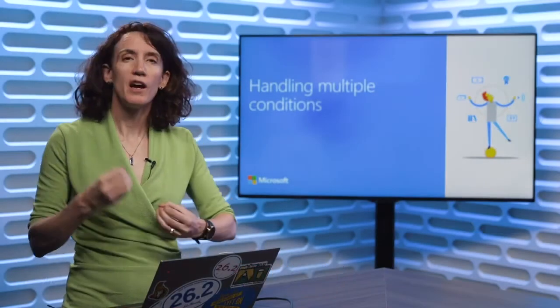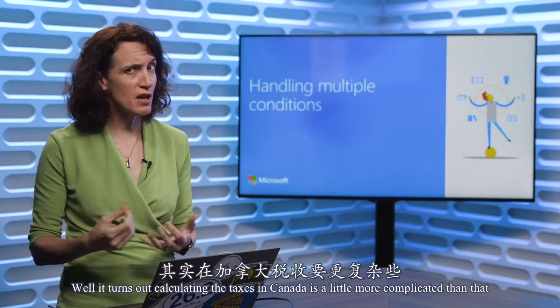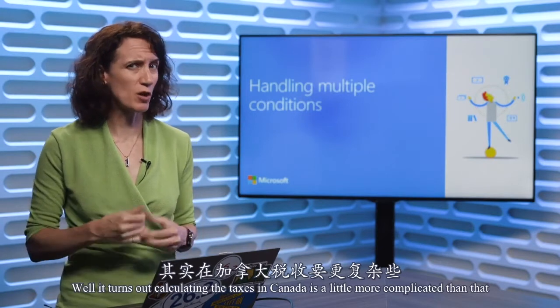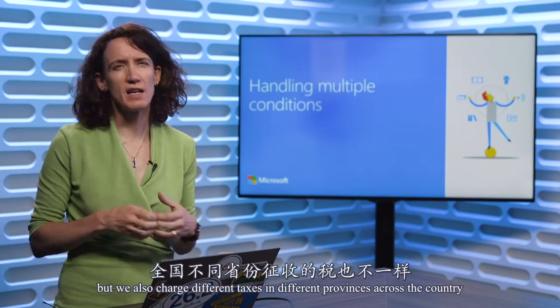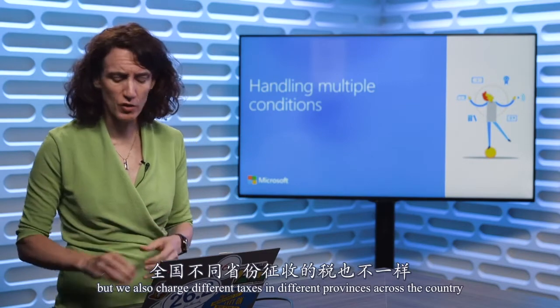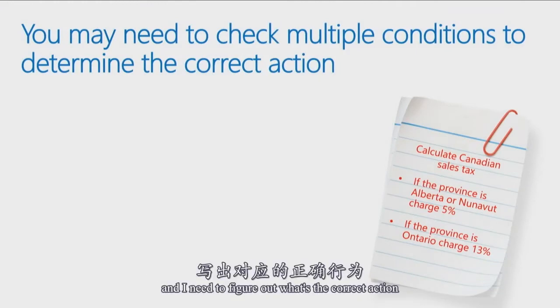So in the last module, I showed you how we could use conditions to do things like calculating our taxes. Well, it turns out calculating the taxes in Canada is a little more complicated than that. One aspect is what the price is, but we also charge different taxes in different provinces across the country. So sometimes I have multiple conditions and I need to figure out what's the correct action.